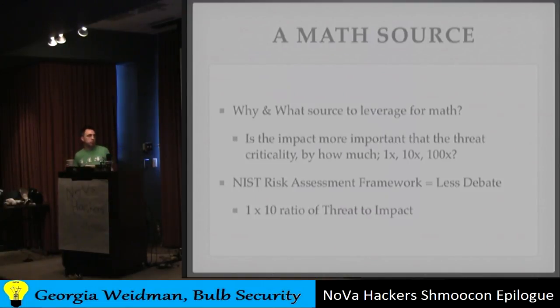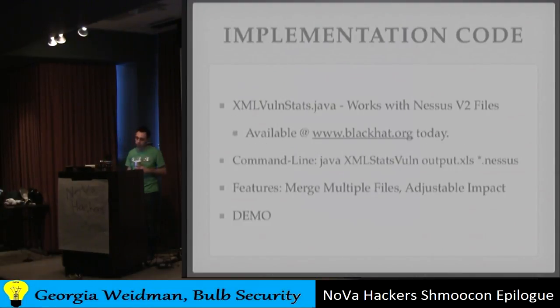I took the math source from NIST that says that right now I'm going with threat to impact at a 10 times ratio. So the importance of the host in your network is 10 times more important than the threat source. So if you have a critical on the secretary's workstation versus the domain controller, you get a 10 times impact there.